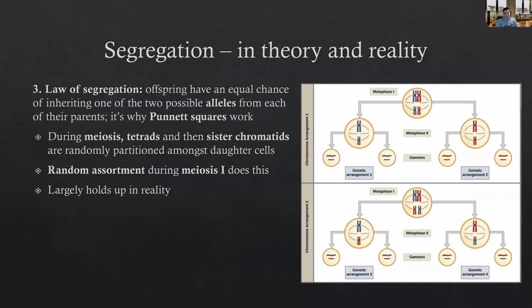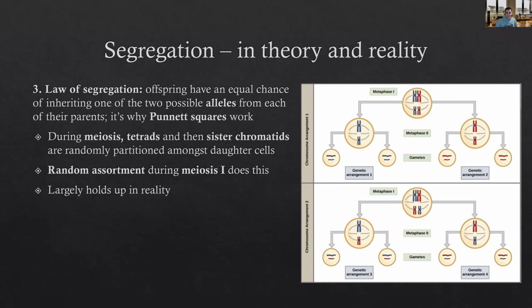Mendel's third law is the law of segregation. It basically holds that offspring have an equal chance of inheriting one of 2 possible alleles from each of their parents. This is essentially why Punnett squares work, right? When we do those big Punnett squares, you put big B, little b from dad, big B, little b from mom, and then you just do the math. You move things around, and that tells you that you have a 1 in 4 chance of this, a 2 in 4 chance of this, a 1 in 4 chance of that.